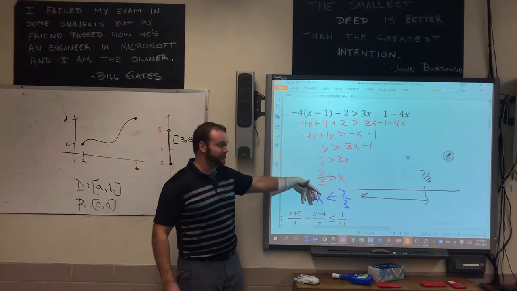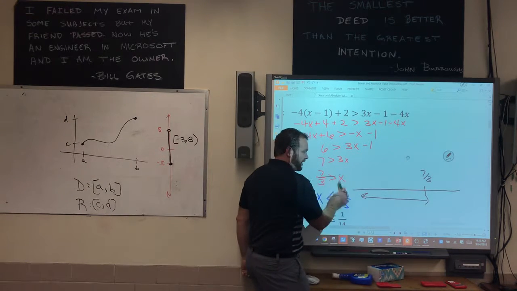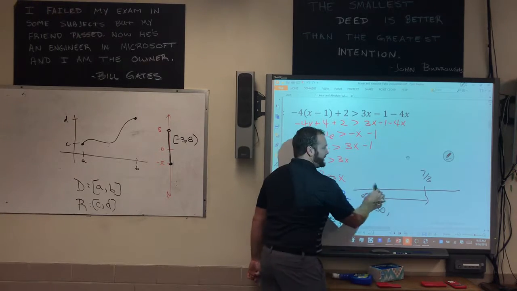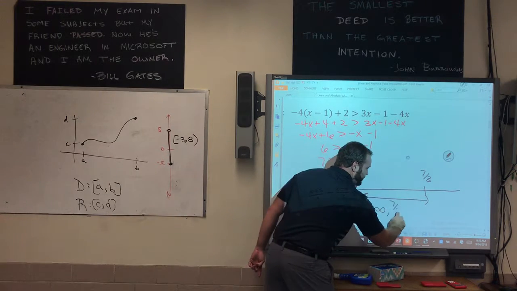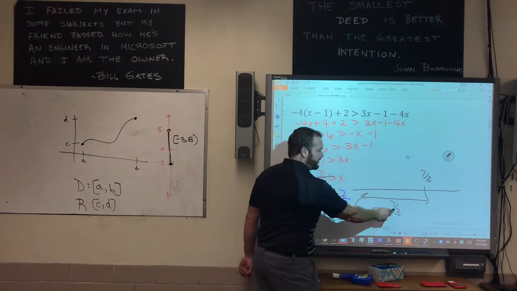Now, the overall task, why are we doing this? To write something in interval notation. How would I write this graph in interval notation? What's the first number I come across over here on the left-hand side? Negative infinity. And what's the last number I get to? 7/3. What notation symbol do I use here? Parenthesis, right? What do I use here? Parenthesis.